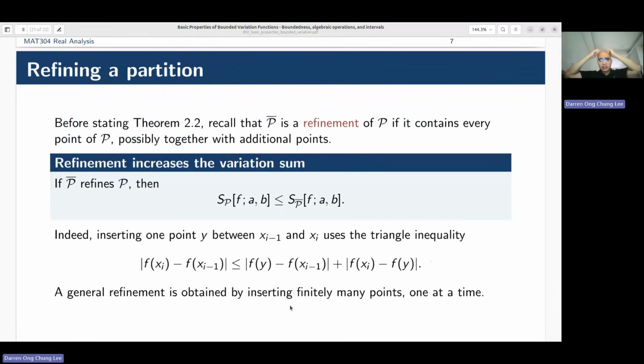So let's also talk about theorem 2.2 in the book. This one I'm not going to prove. The proof is given in the textbook. You can read it yourself. So let's first talk about refinements. We say that P bar is a refinement of P if it contains all the points in the partition P, but also contains some extra points. You can generate a refinement from the original partition by adding points, but usually we would like to add the points one by one.